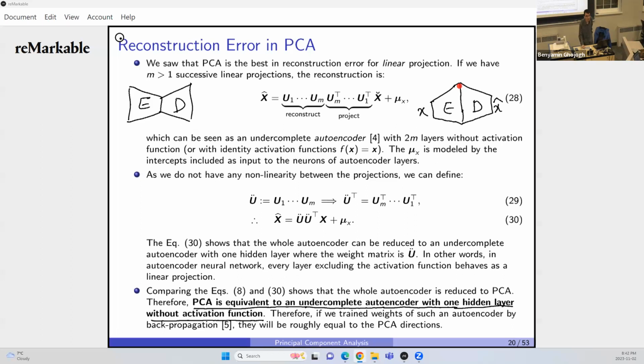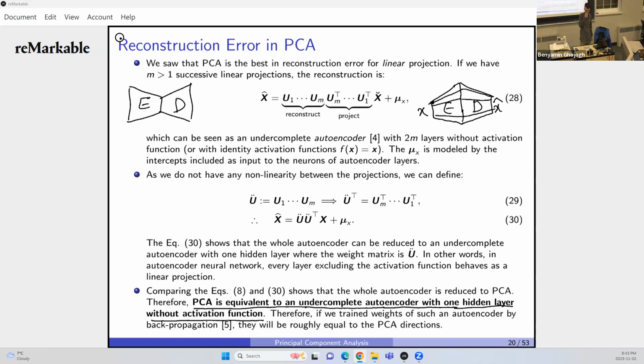As it is overcomplete, you have more neurons than X, so you can simply copy. If you train it by backpropagation, many of the weights will be 0, and some of the weights will be only 1. You're just copying, right? So you might say that an overcomplete autoencoder is useless.